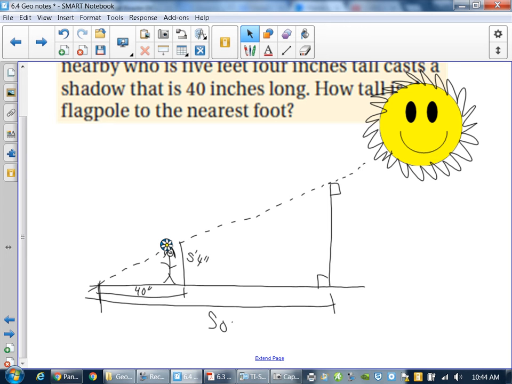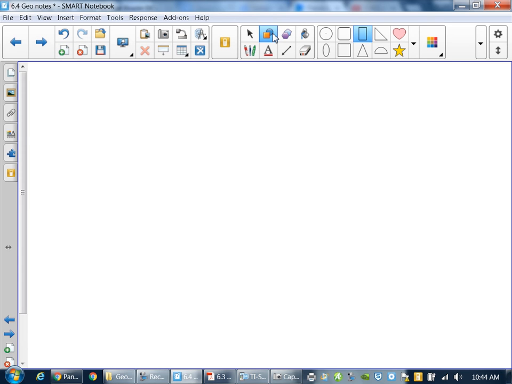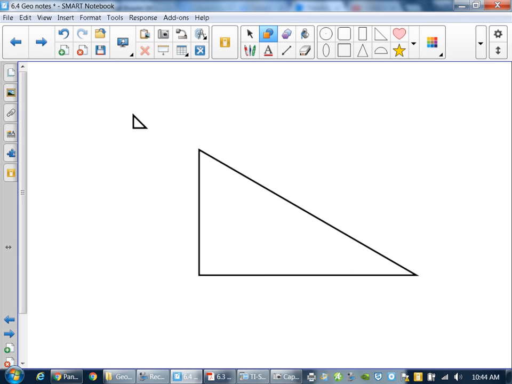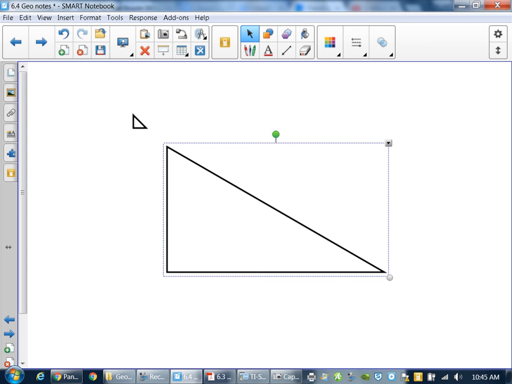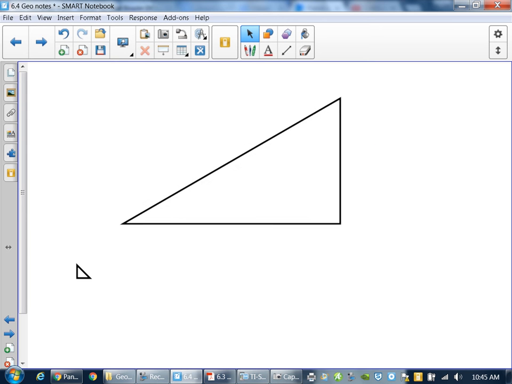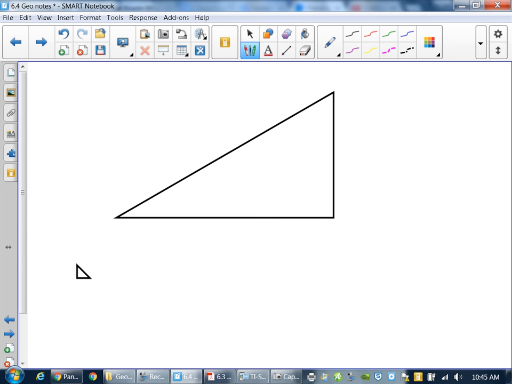What I want you guys to think about here is that this diagram is basically this picture flipped. Now, we have a right angle here, and this person is standing here with a right angle. We okay with that? Where is this second angle that's going to be able to show that these are similar figures?